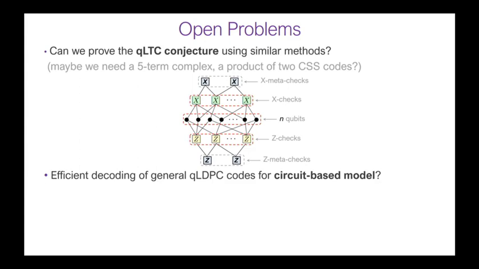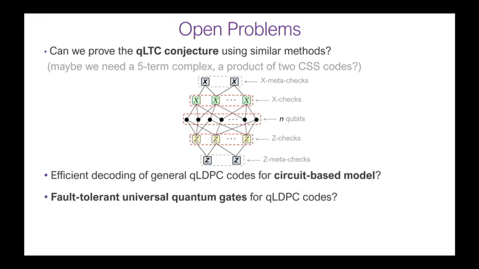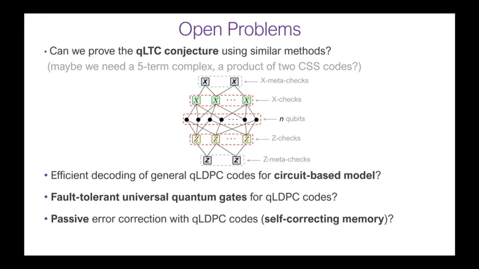Another problem that I think is also very interesting: now we know how to decode efficiently, now we know how to decode using single shot, but do we know how to decode from circuit-based model efficiently? Another problem is how to design universal quantum gates for general QLDPC codes, and maybe also a very interesting problem, whether we can use some similar ideas to construct self-correcting memory, maybe in 3 dimensions. So thank you for your attention.